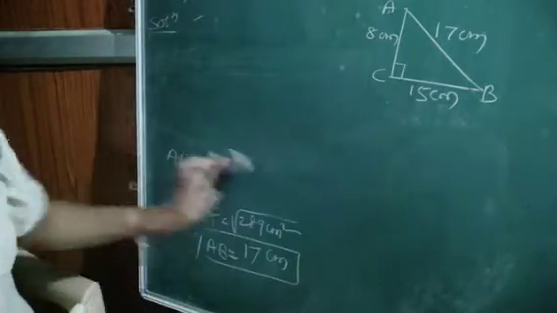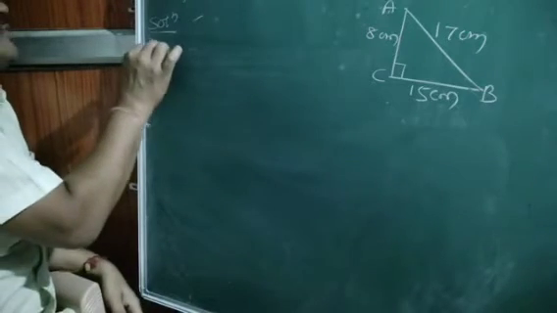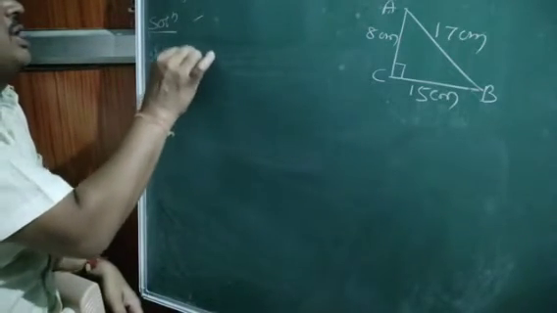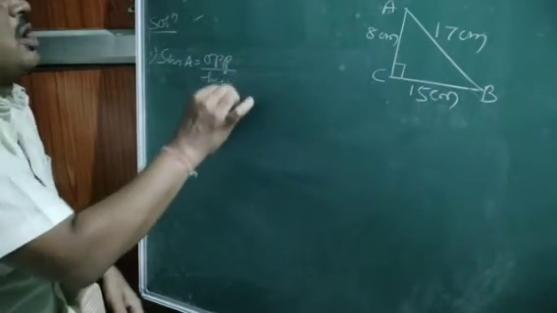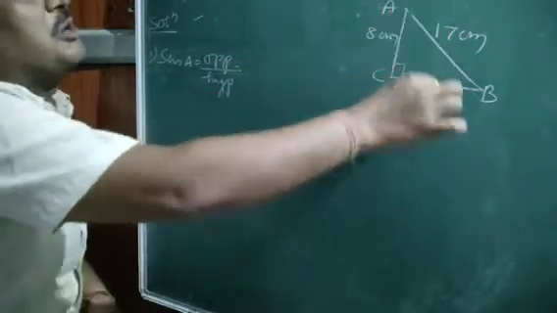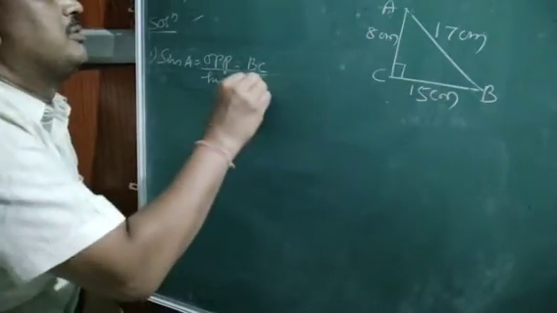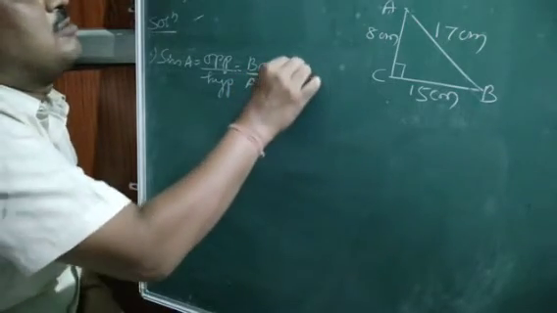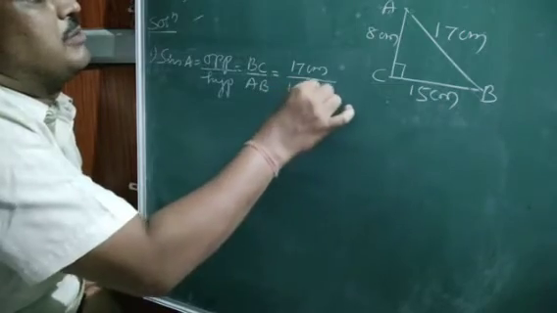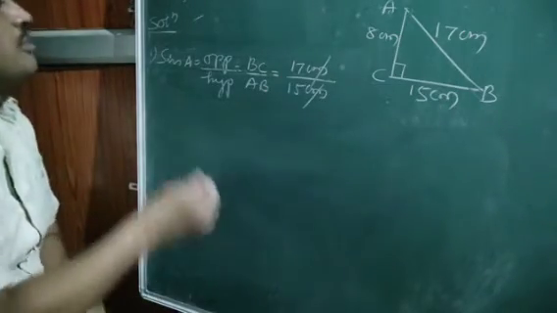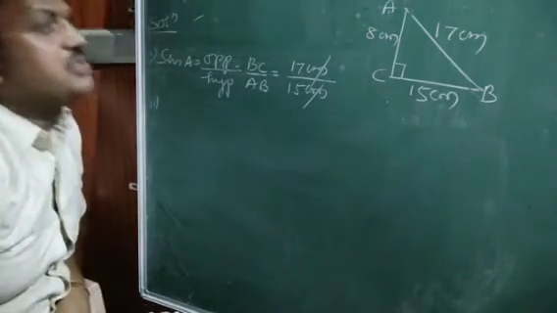After that, just like previous questions, it is also easy. What to find, children? Sin A. Sin A is equal to what? Opposite upon hypotenuse. Opposite with respect to A is BC, upon hypotenuse AB. BC how much, children? 17 centimeter. AB how much? 15 centimeter. That is 17 upon 15. Since it's a ratio, it will not have any unit, children.